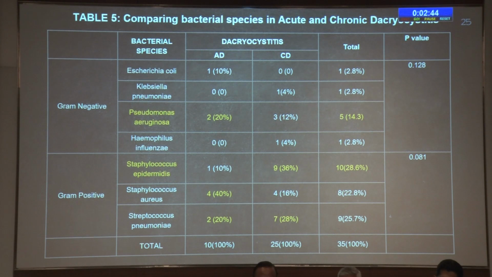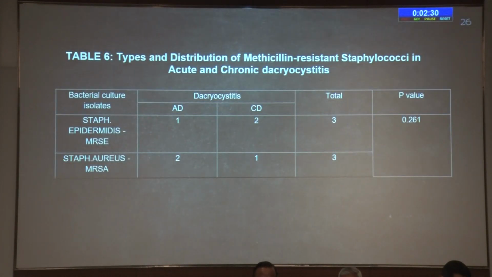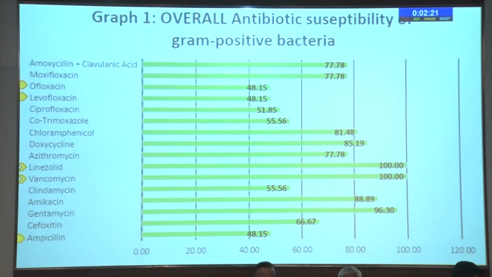For the acute dacryocystitis group, the maximum number was found to be Staphylococcus aureus, followed by Pseudomonas aeruginosa, whereas for the chronic, the maximum was found to be Staphylococcus epidermidis, followed by Streptococcus pneumoniae. For the methicillin-resistant group, a total of 6 patients were found, out of which the incidence was more for the acute than the chronic dacryocystitis. So the overall antibiotic susceptibility for the gram-positive bacteria is as follows.